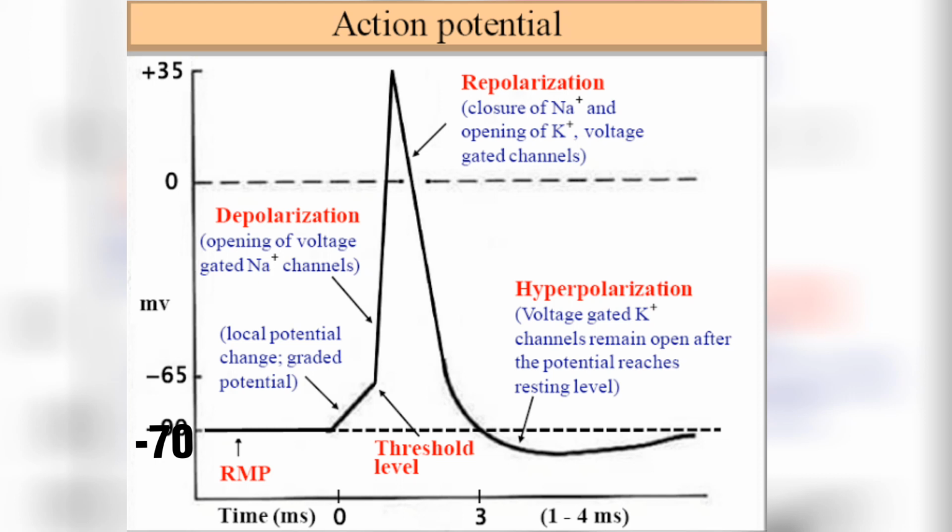Due to slow closure of potassium channels, the potential difference decreases to minus 90 millivolt, which is called hyperpolarization. After hyperpolarization, sodium potassium pumps actively move three sodium ions outside the cell membrane and two potassium ions inside the cell membrane, which restores the potential difference to minus 70 millivolt, which is resting state potential.